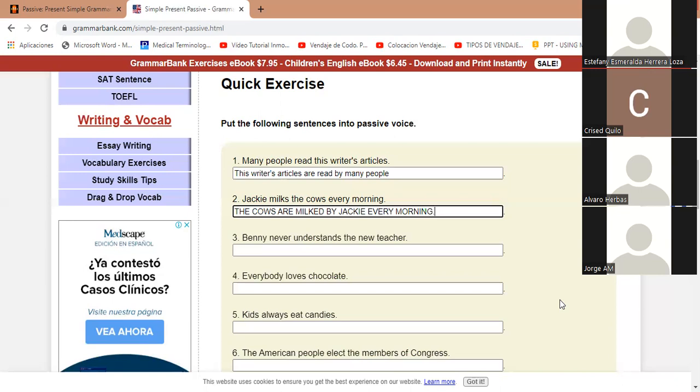So we just started yesterday with this, with the passive voice. So maybe you are catching on a little bit, right? The lesson is the passive voice. We had to see the difference always between the active and the passive, so you guys can understand a little better. All right, anyway. Jackie milks the cows every morning. The cows are milked by Jackie every morning. Many people read this writer's articles. This writer's articles are read by many people, right?